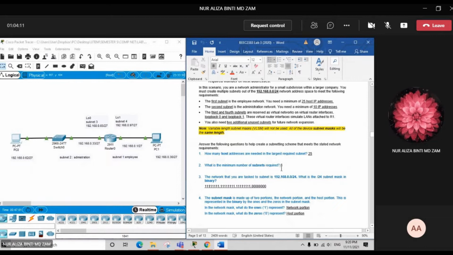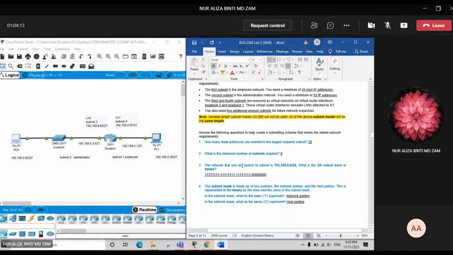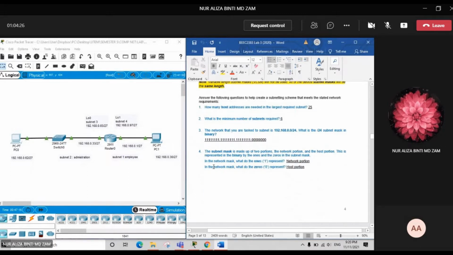The answer is 6. And then the network that you are tasked to subnet is 192.168.0.0/24. And what is the /24 subnet mask in binary? Okay, this is the answer. For question 4, the subnet mask is made up of two portions, the network portion and the host portion. This is represented in the binary by the ones and zeros in the subnet mask.